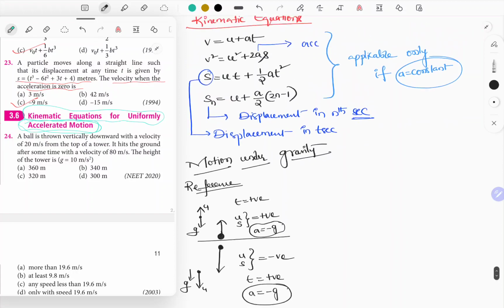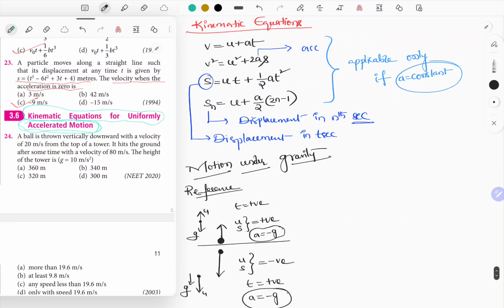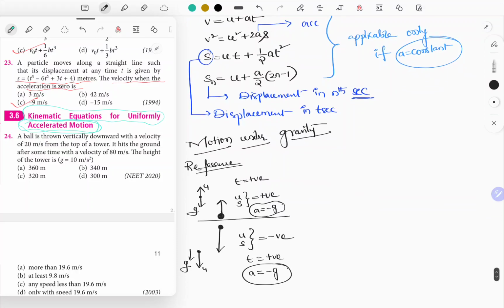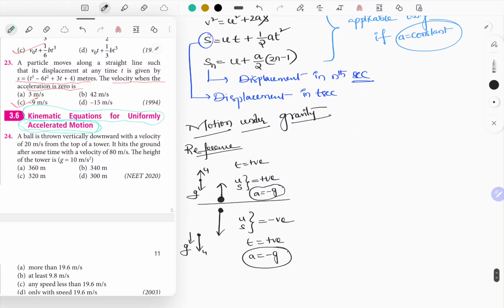So in the kinematic equation we have a, right? In this equation the term a is there, no? So in place of a, I am going to substitute minus g when it comes to motion under gravity numericals, because whether the object is thrown vertically upward or downward doesn't matter, a is going to be minus g itself. This is my reference. So based on this reference, I am going to solve numericals.